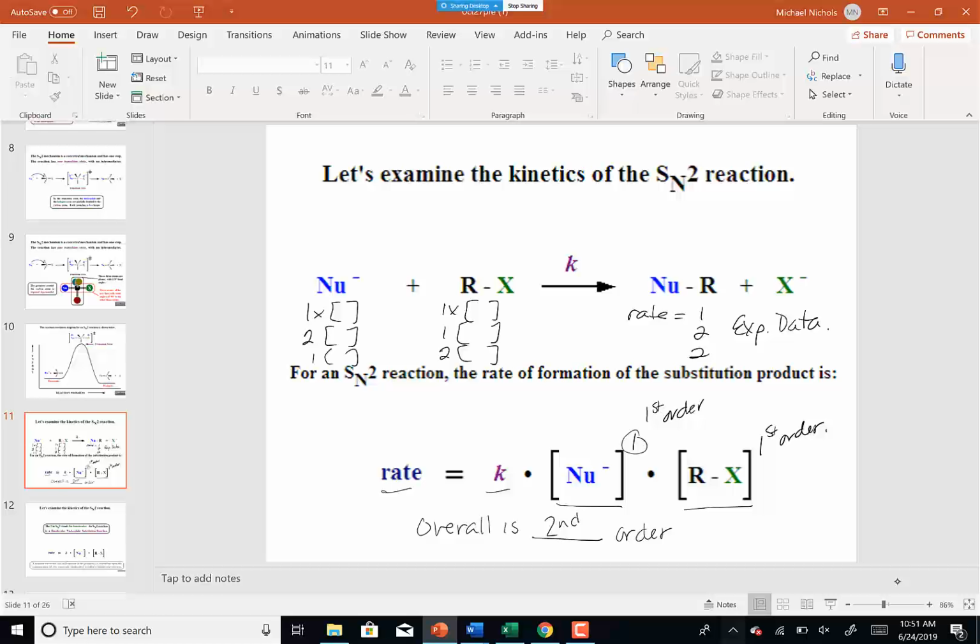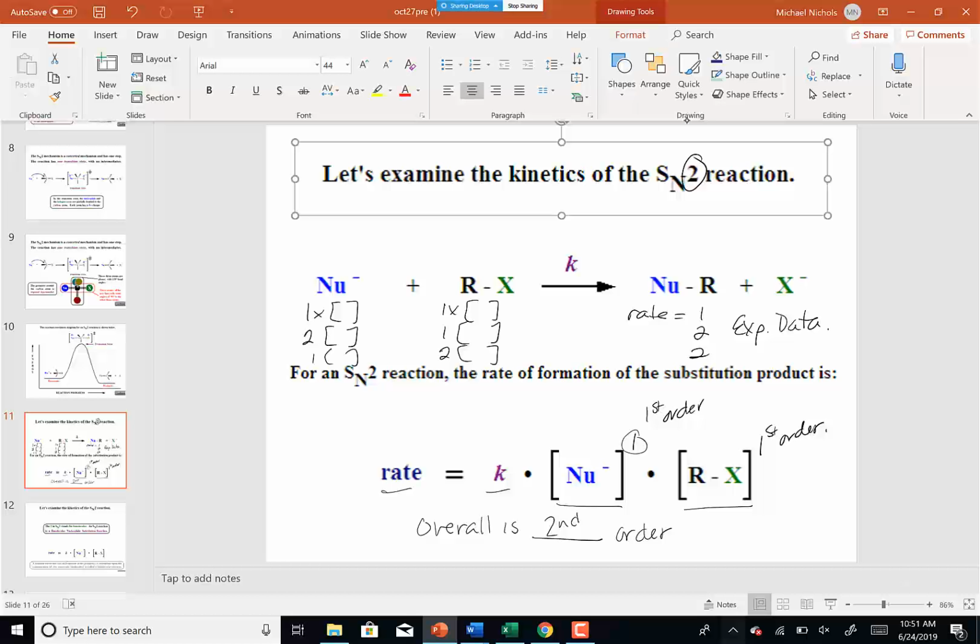So in this case, it was an overall second order reaction. It was first order in nucleophile, first order in alkyl halide. And you may say, who cares? Well, first thing we care about is that's what this 2 means. This 2 means it's a second order nucleophilic substitution reaction. But there's something more important about this.